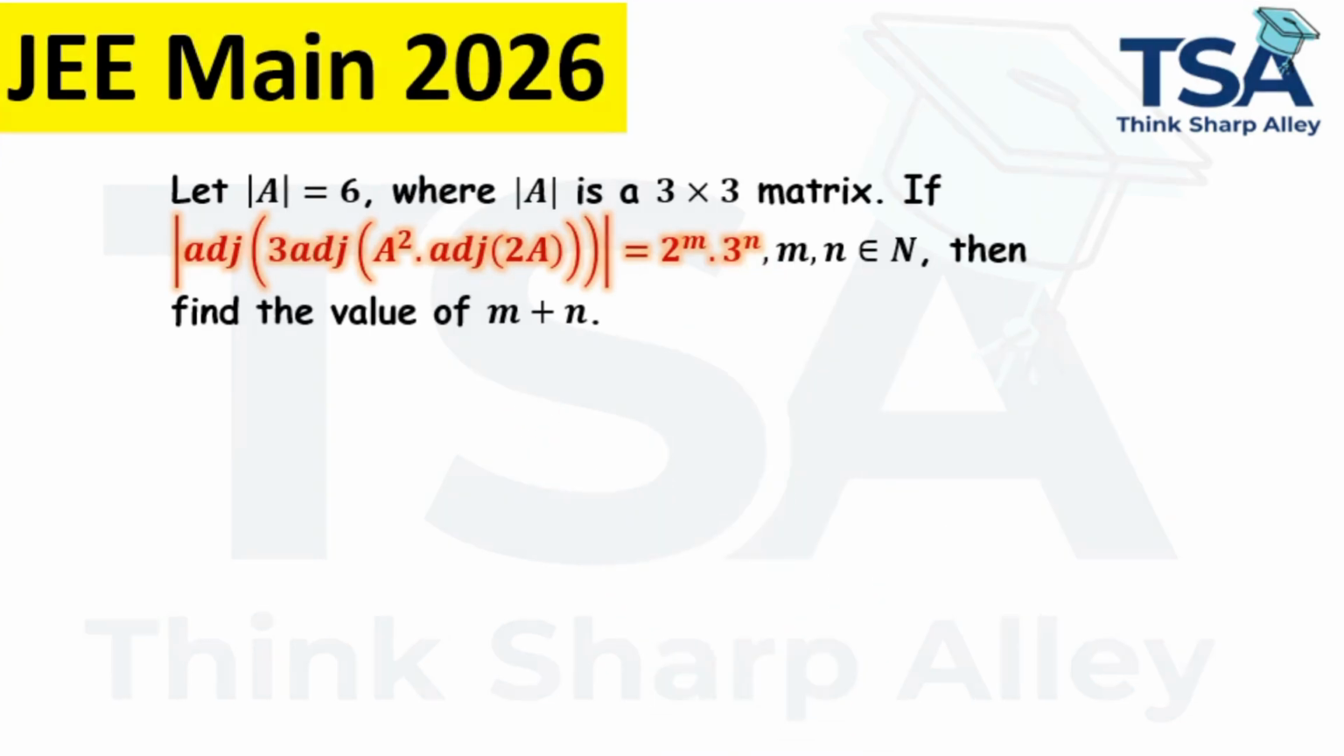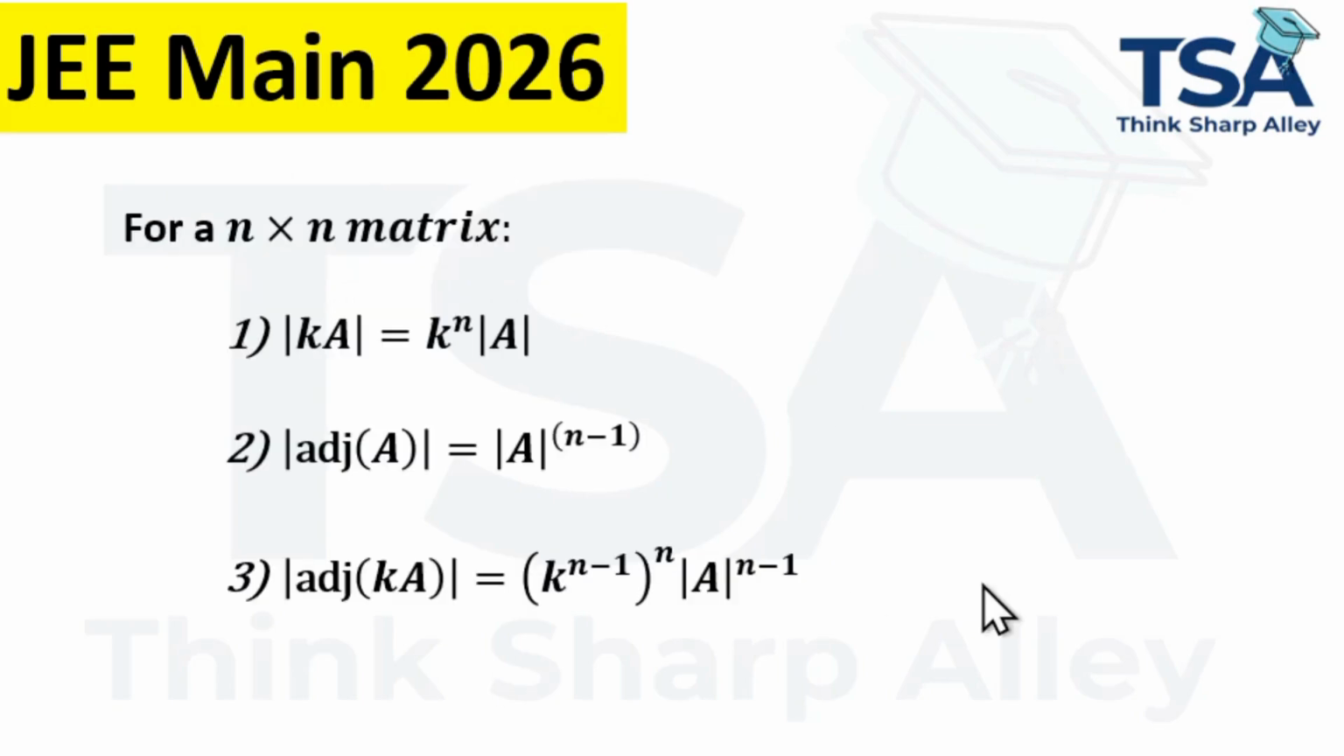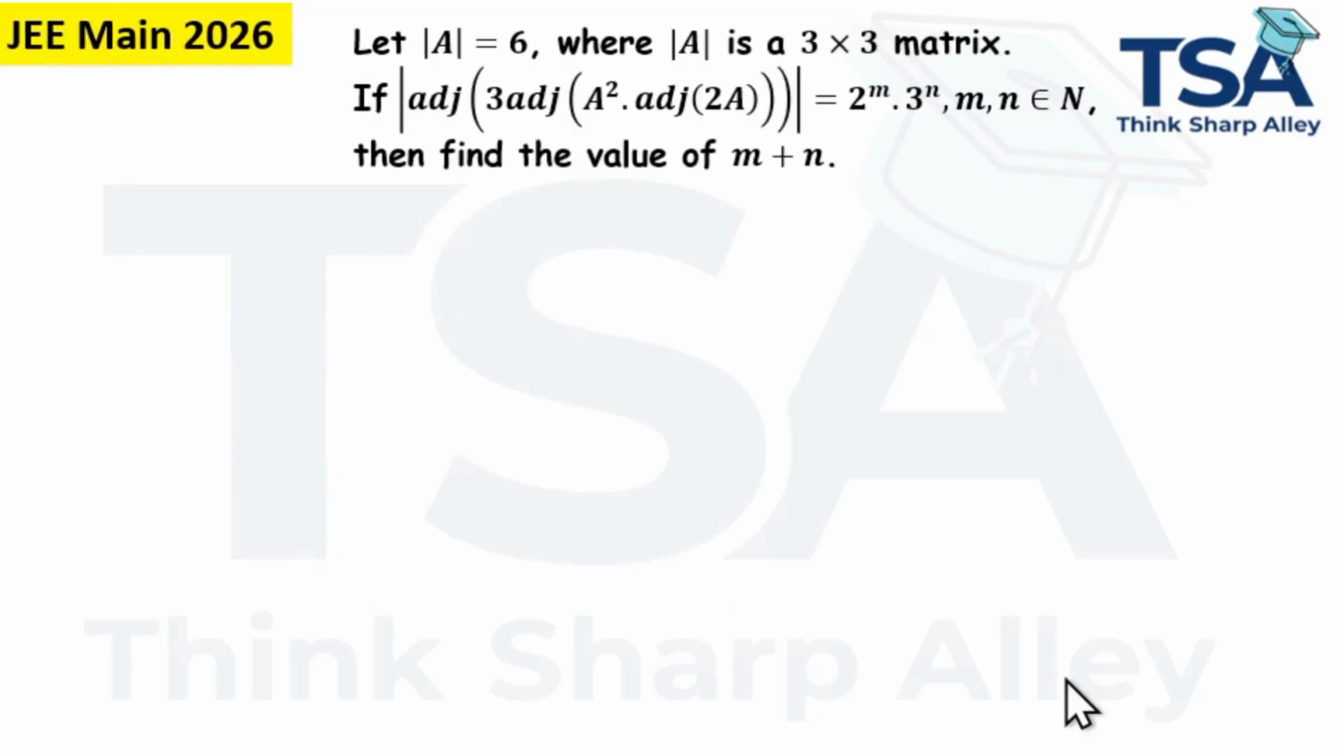Before we start peeling this onion, we need just two killer properties, and the third one is a bonus. If K is a scalar and A is an n cross n matrix, then determinant of KA is equal to K to the power n into determinant of A, and determinant of adjoint of A is equal to determinant of A to the power n minus 1. The second property, probably the most important one for this question. And once these two properties are in your pocket, this scary looking onion starts peeling itself.